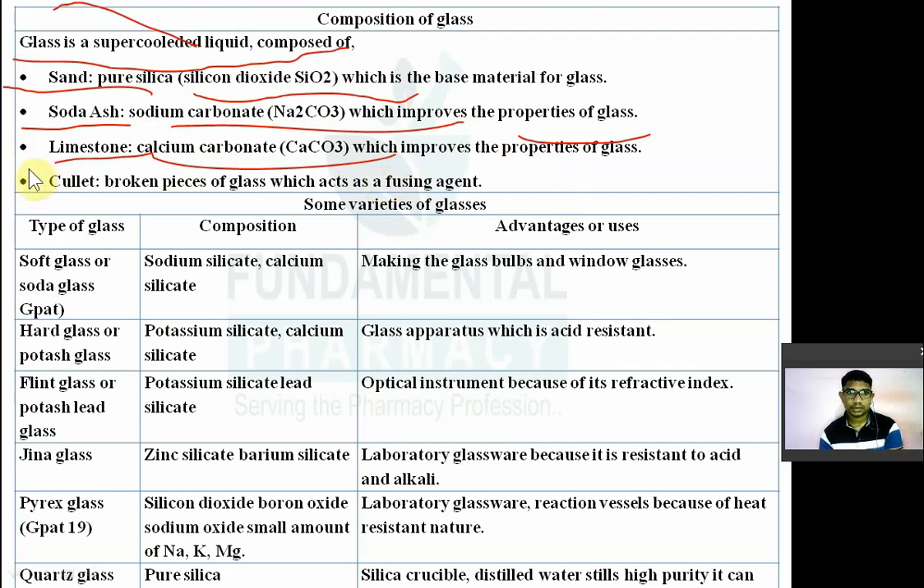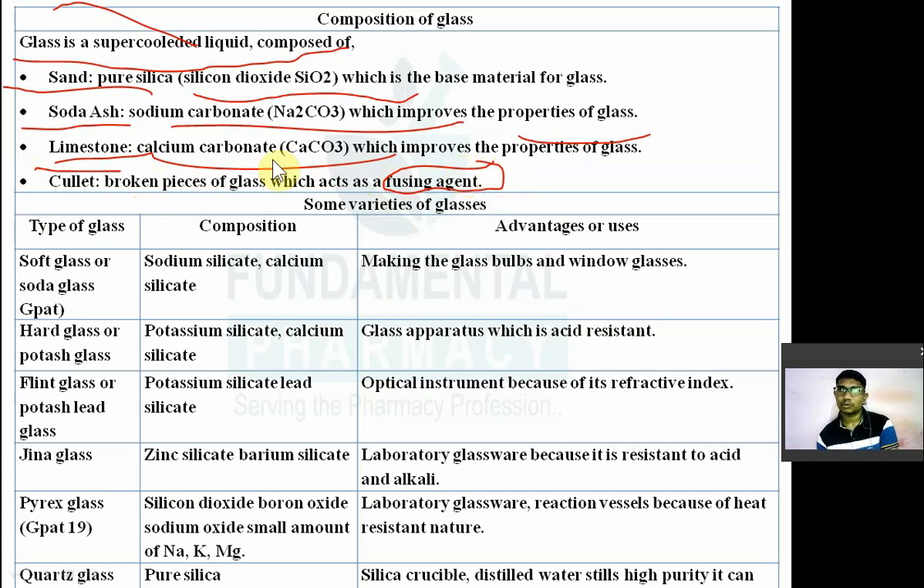Then cullets. Cullets means small broken pieces of glass, which will act as a fusing agent. There is a question on this. Why are cullets used during the manufacturing of glass? Because these cullets are broken pieces of glass.